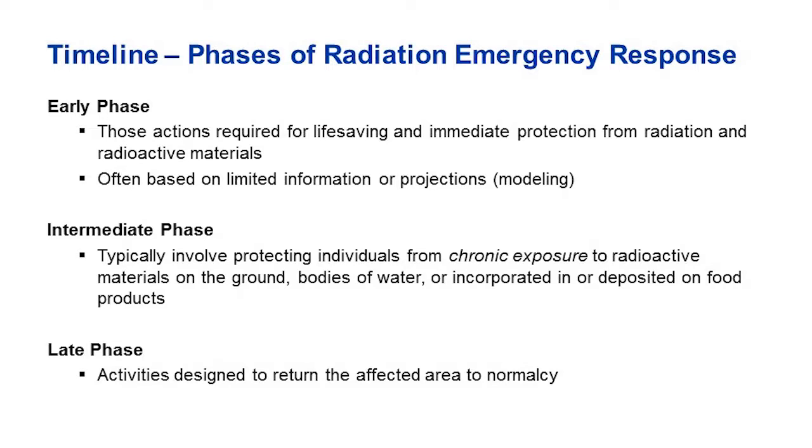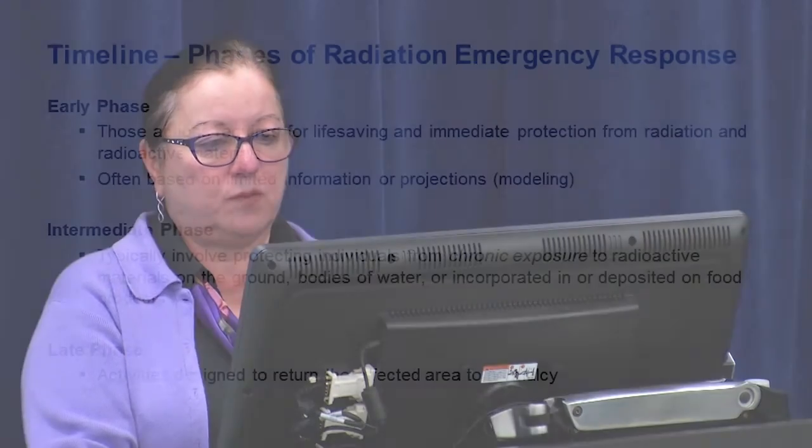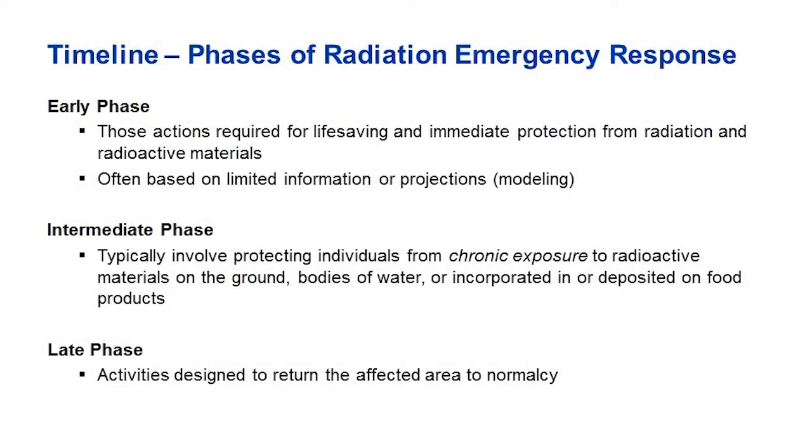The phases of radiation emergency, we classified in 3 phases, the early, intermediate, and late. Bottom line is in the early phase, we're dealing with life safety issues. And a lot of what we're going to do is going to be based on limited information, primarily from modeling. It's going to be confirmed later on as we get data, but it's going to be very preliminary early on. The intermediate phase, we're dealing with protecting people from chronic exposure, and that will involve the ingestion pathway, protecting long-term effects like developing cancer. Late phase involves activities designed to return the affected area to normalcy or new normal.